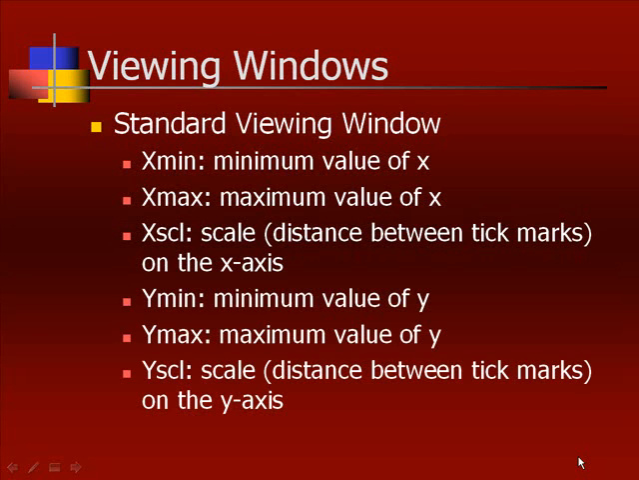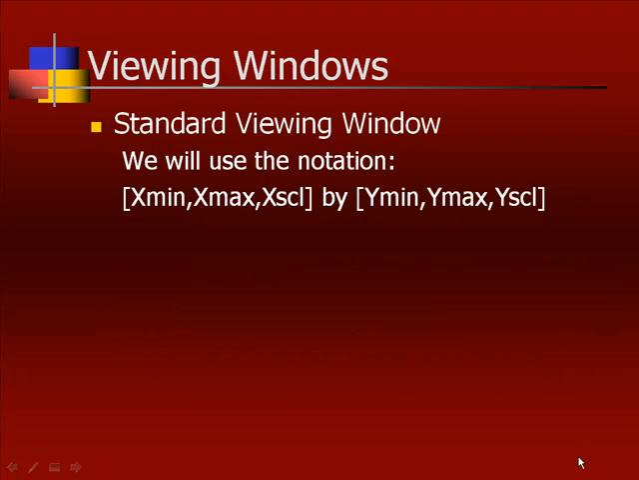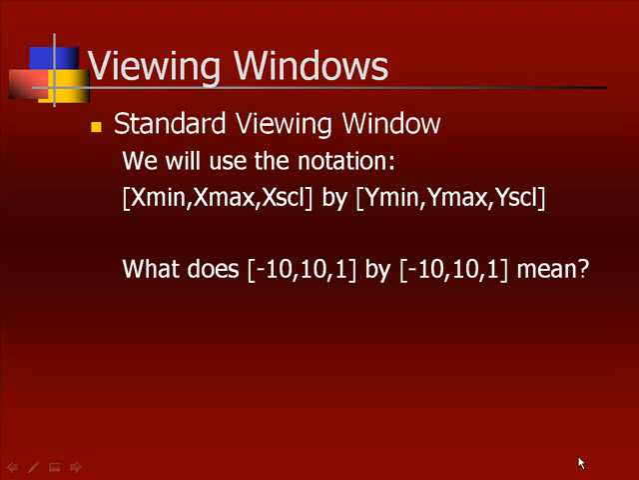Then we have the same thing for the y values. We have the y-min, which is the lowest value of y. The y-max, which is the maximum value of y. We have the y-scale, which is the distance between your tick marks on the y-axis. So for example, when we talk about standard viewing window, you'll see it denoted x-min, x-max, x-scale by y-min, y-max, y-scale. So for instance, if you see the scale listed like this right here, -10, 10, 1 by -10, 10, 1. What does that mean?